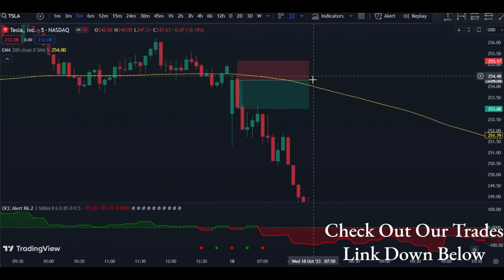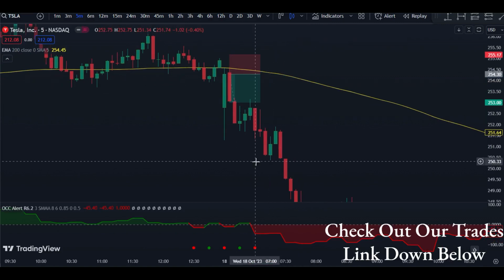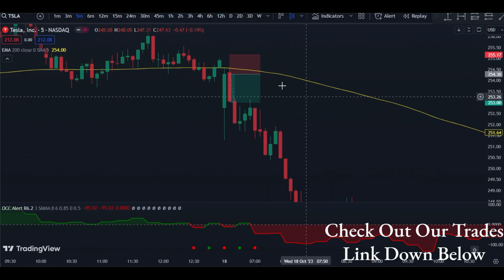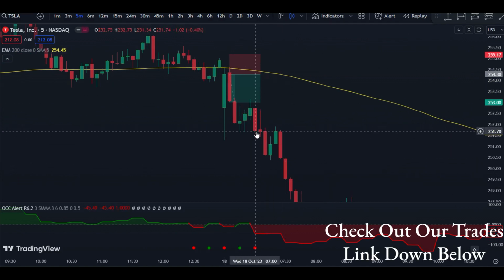But as you can see, we have our first profitable short position, and almost immediately after that, we have another sell signal appearing. So you can see the price action is below the 200 EMA. We had a full body candle close, and you can see a red sell alert appearing.